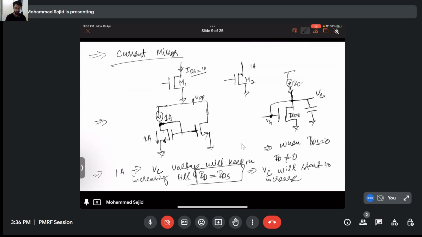So we bias this MOSFET transistor using a current source, and we study how it would change the potential here at this node, and that will apply it here as well, and it will turn on the device. Once ID is equivalent to IDS, then the capacitor voltage increase will stop. So this is the principle here as well. So it will increase the potential here that will be applied here, right?